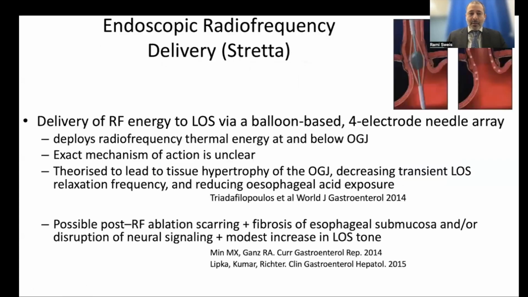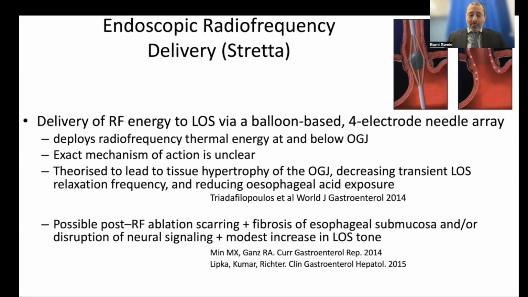So what are the anti-reflux interventions? Let's talk about Stretta first. There is a delivery of energy supplied to the lower esophageal sphincter through a balloon-based 4-electrode needle array. This is undertaken at the lower esophageal sphincter and just above. It deploys radiofrequency thermal energy. The exact mechanism is unclear. At first, it was theorized that perhaps it causes tissue hypertrophy and reduces transient lower esophageal sphincter relaxations and reduces the amount of reflux that's taking place.